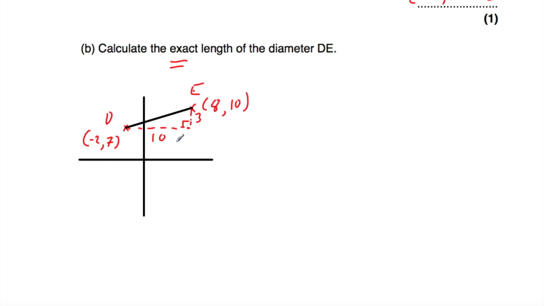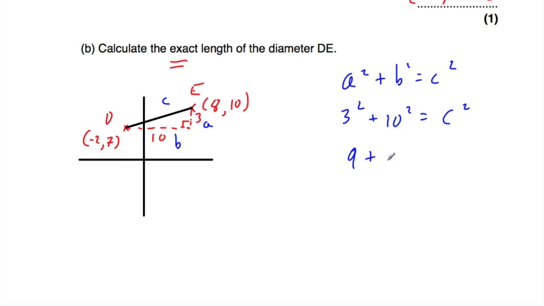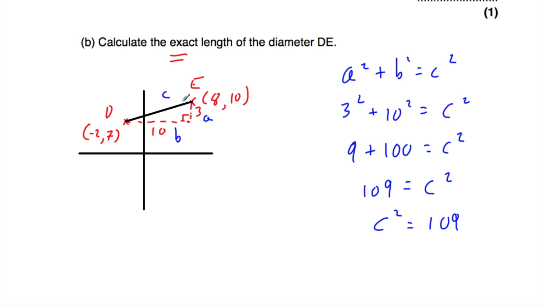So let's use Pythagoras' theorem to find the length of DE. So we've got, let's label them. I'm just going to change ink here to blue. So here we've got A and B, and we want to find the length of C. So A squared plus B squared equals C squared. A squared, that's going to be 3 squared, plus B squared, that's going to be 10 squared, is equal to C squared. 3 squared is 9, so that's 9, plus 10 squared, that's 100, is equal to C squared. And 9 plus 100 is 109, is equal to C squared. And if we turn this around, C squared is equal to 109. Now that's the length of this side squared. We want to find just the length of this side, so we want to square root. So C would be equal to the square root of 109.